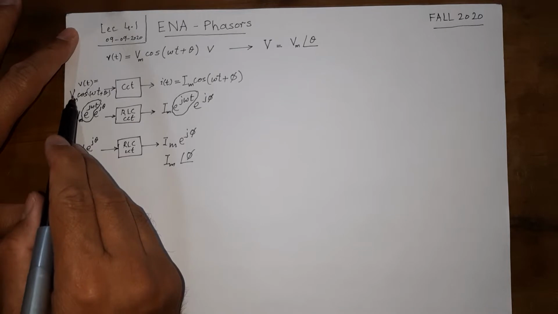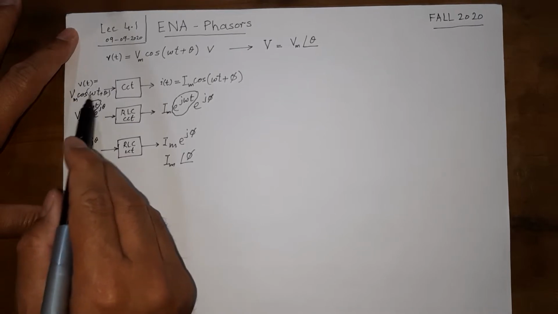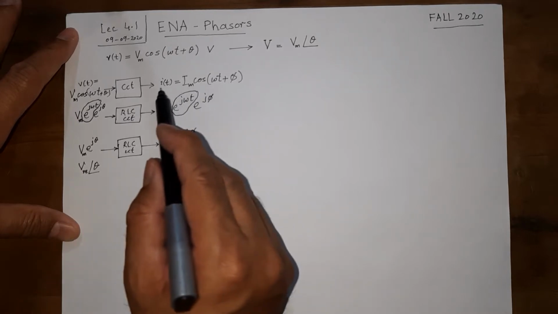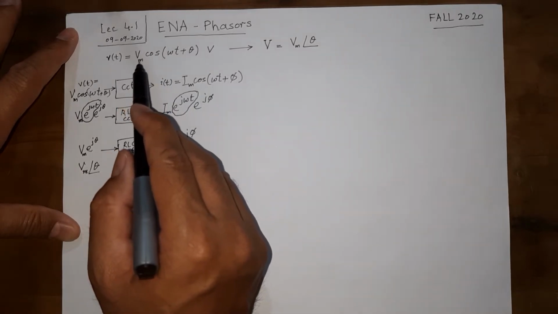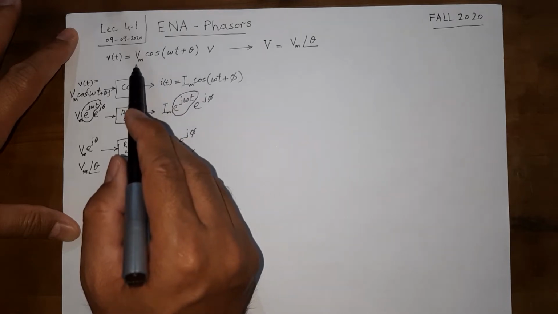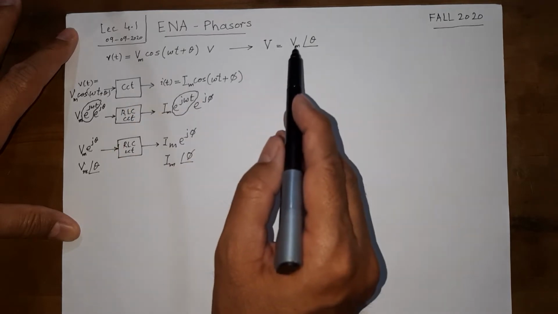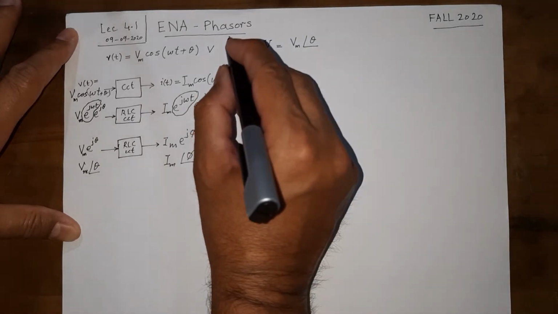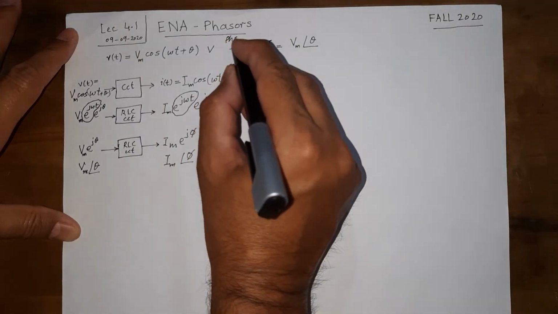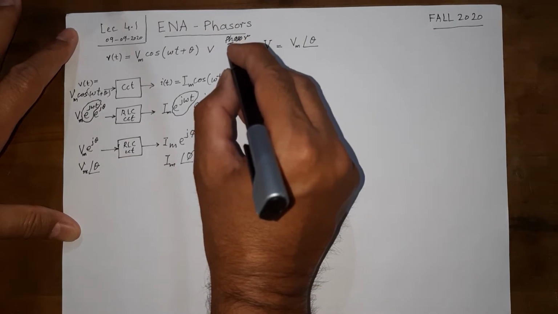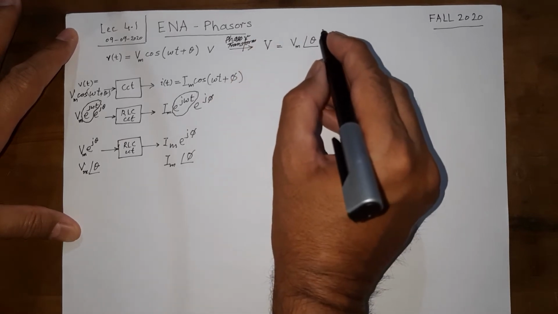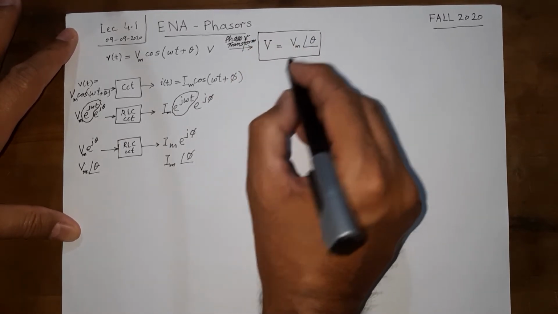So if the time domain quantities are sinusoidal quantities, we can convert them to complex numbers in polar form very easily by inspection. Look at this. We have a sinusoidal quantity in time domain, and just by inspection we are able to convert it to a complex number in polar form. This thing, in fact, is what is known as a phasor transform. This process of conversion is known as phasor transform, and this term is known as a phasor.